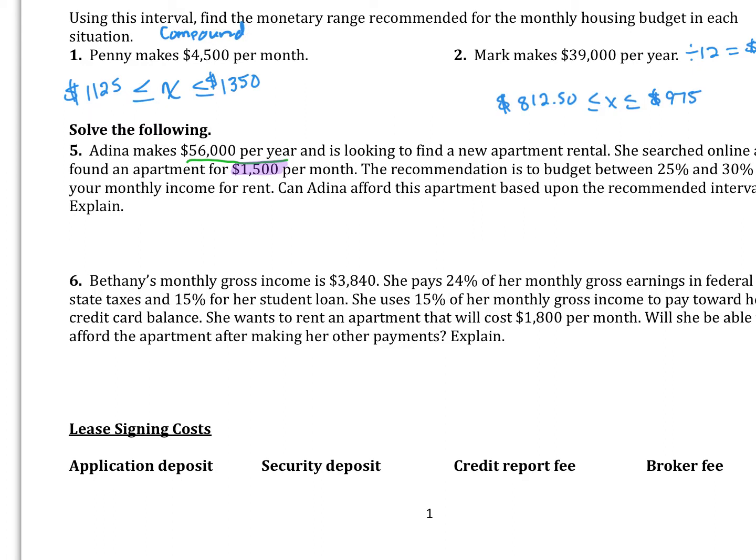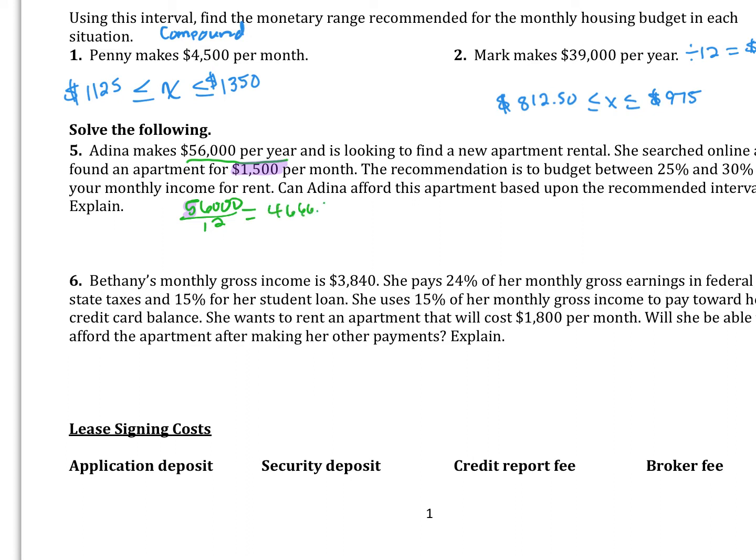She uses money that she has enough for the rest. Okay, so look at basically the high value, the most that she should actually spend based on the suggestion. So we need to do that 56,000 divided by 12. What did that give us?